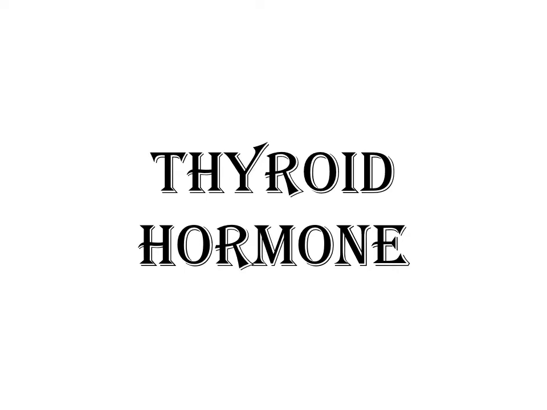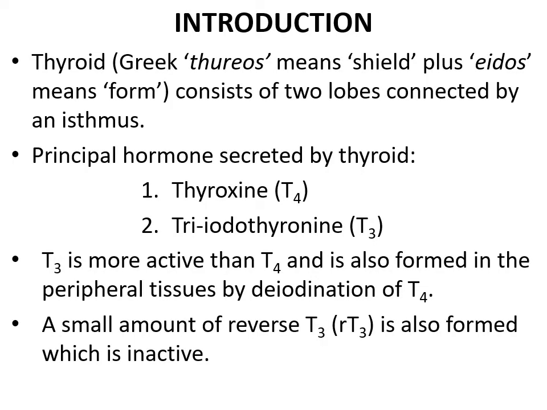Thyroid hormone is synthesized and secreted by thyroid gland, a large unpaired endocrine gland positioned anteriorly in the neck, below and lateral to the thyroid cartilage.